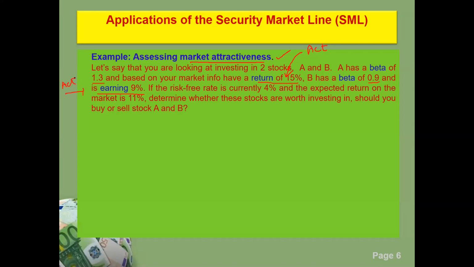Okay, the risk-free rate is given as 4%. The expected return on market, RM, is given, which is 11%. We have to see which stock is good to invest in, which stock to buy, which stock to sell, A and B, among A and B, which is good, which is not good. This is a very simple thing to calculate.